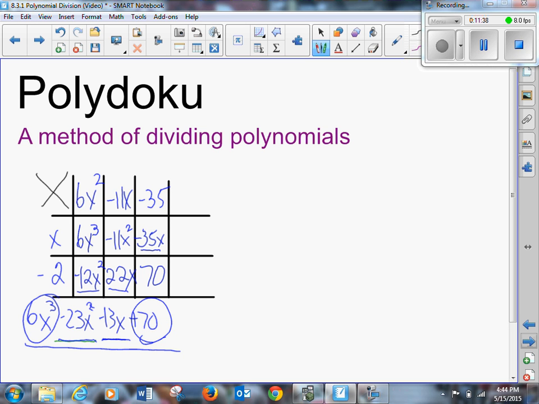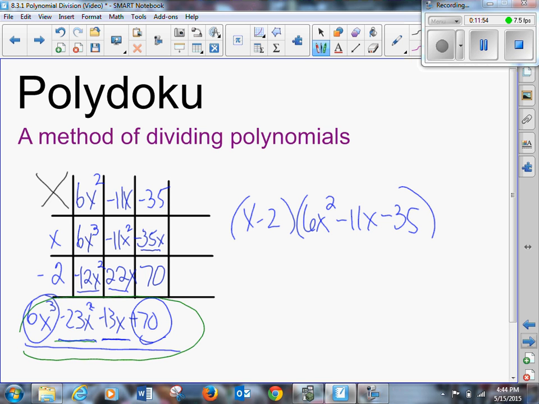So here's how we write our answer. We know that x minus 2 is a factor. Another factor is 6x squared minus 11x minus 35. If we were to multiply those together, we would get this polynomial that we had started with. Okay? So the other factor we were looking for was this one, the 6x squared minus 11x minus 35.